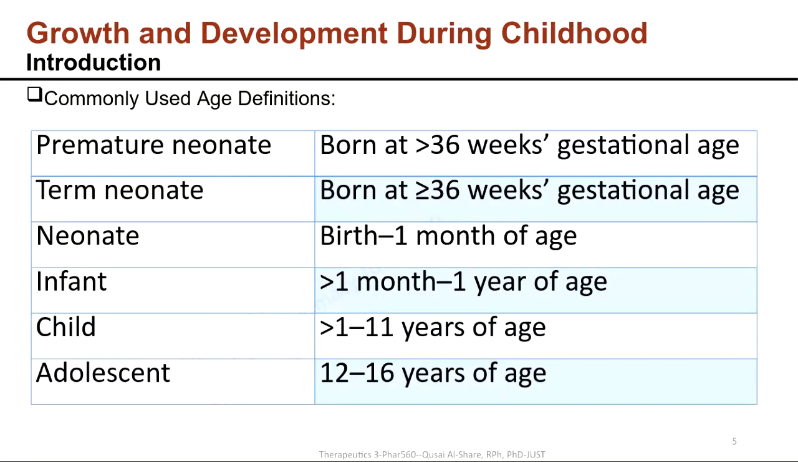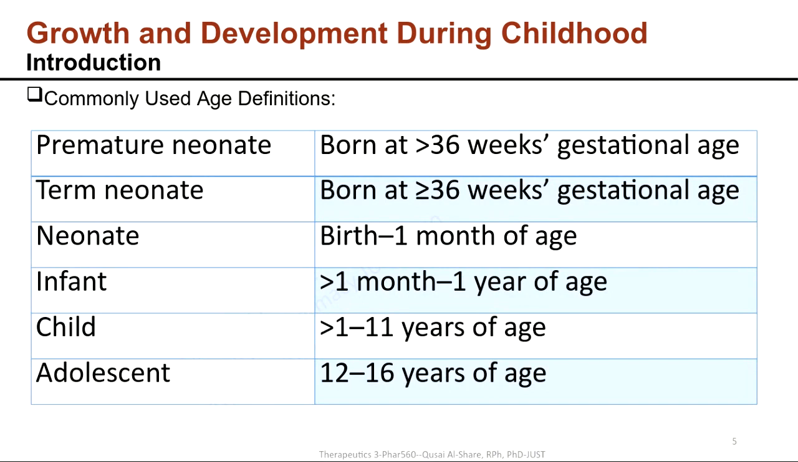So what are the ages? We hear a lot, the neonate, infant, child, adolescents, term neonate, premature neonate. So we need to understand or know the age classification. So if I tell you a premature neonate, it's a child or baby who was born at less than 36 weeks gestational age, just before that gestational age. And a term neonate, that's a full term. The cutoff point, 36 weeks after pregnancy or gestational age, that's a full term.